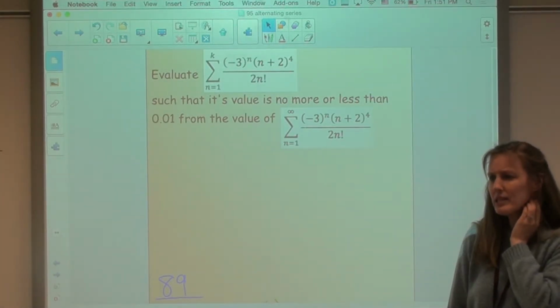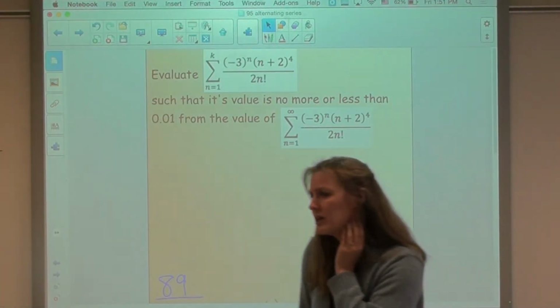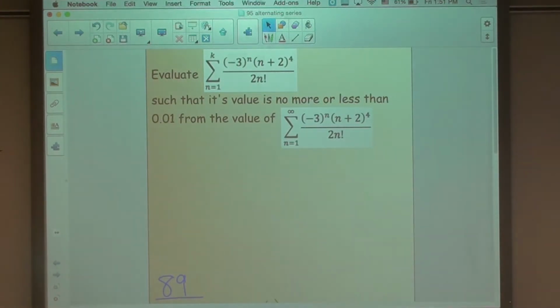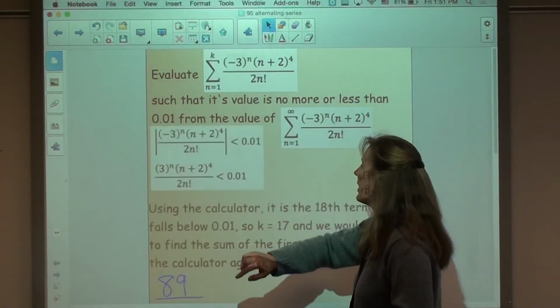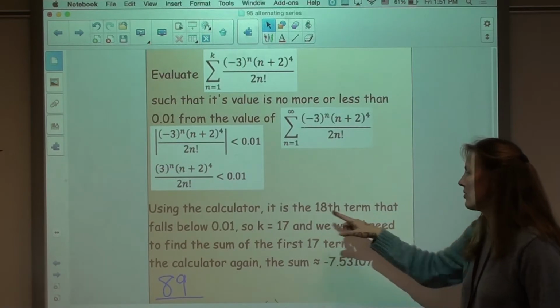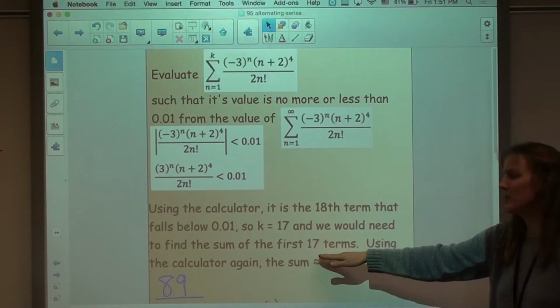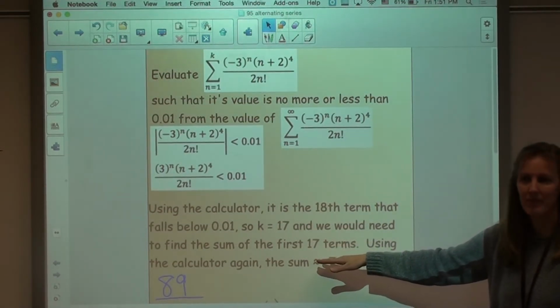Did someone say they got the 19th? I got 18. Oh, yeah, just 0.01. Yep. I know, those zeros will get you. So it's the 18th term that falls below 0.01, so our K is 17, and we're going to sum the first 17 terms.